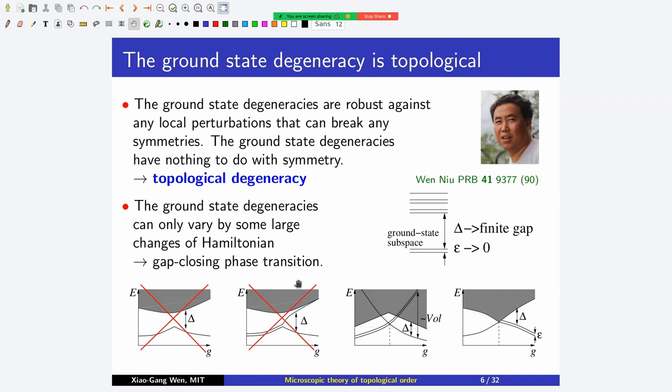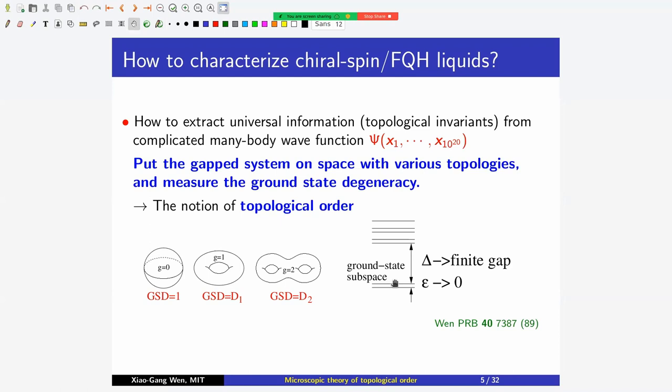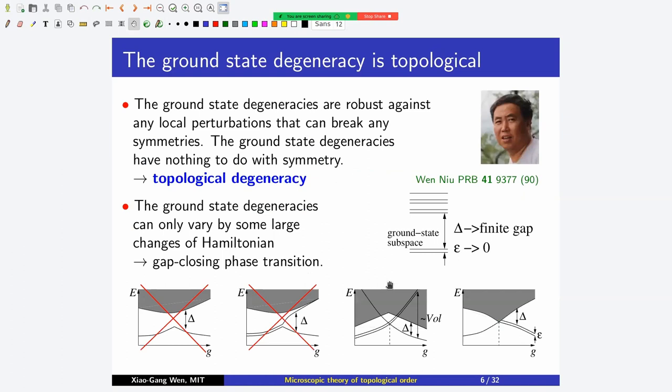The funny thing about this degeneracy is that the ground states are actually not exactly degenerate. They are splitting, but the splitting vanishes as the system size goes to infinity. This is different from the degeneracy from a symmetry. Degeneracy from a symmetry is exact, but this only becomes exact in the thermodynamic limit. However, this approximate degeneracy is very robust, meaning you can add all the dirt to the system and the degeneracy is not lifted. So it has this topological stability, and we call this topological degeneracy. It can only change after a phase transition, not by any perturbation. So this is a degeneracy not associated with the symmetry.